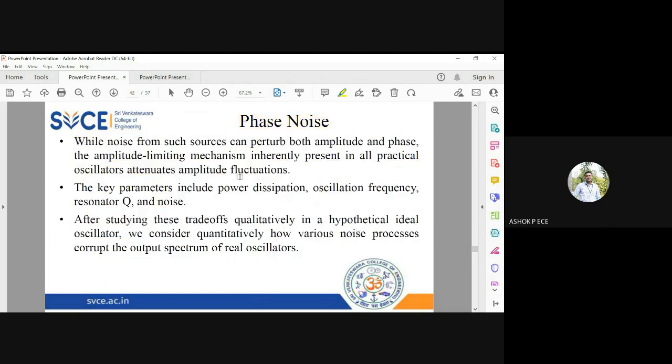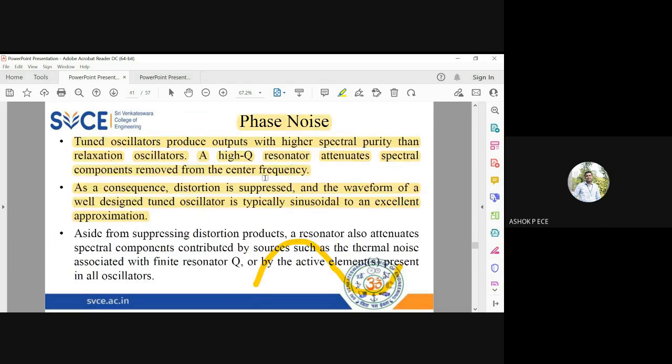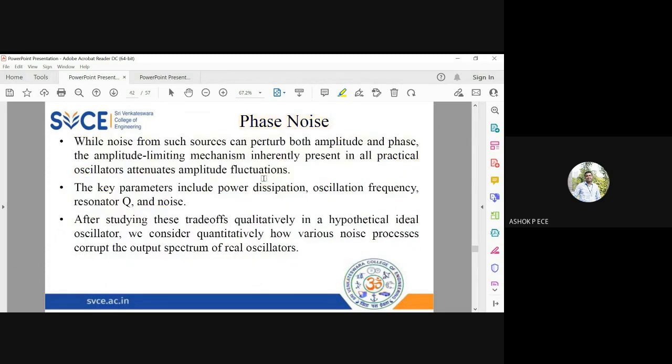It is not that important, but you just need to know what phase noise is, how it is occurring, and how we are going to minimize that. So that is enough if you read in terms of phase noise.